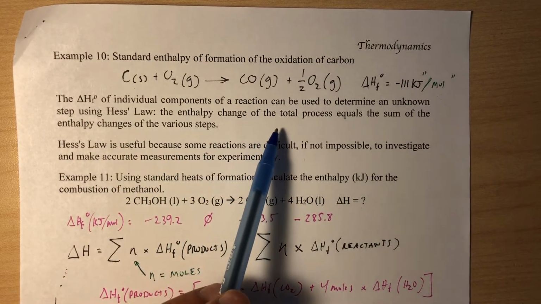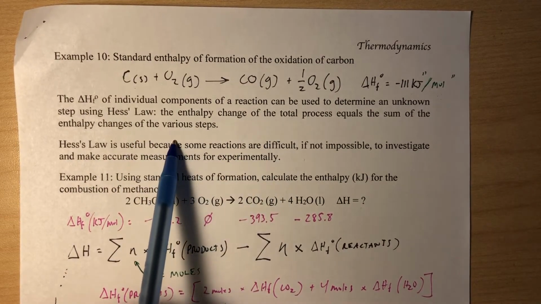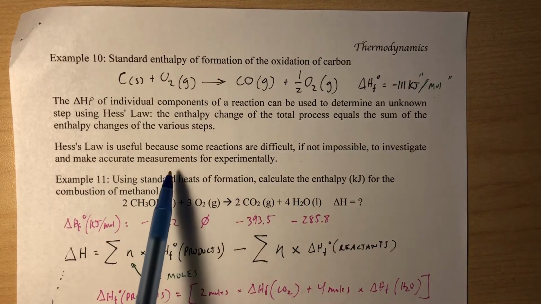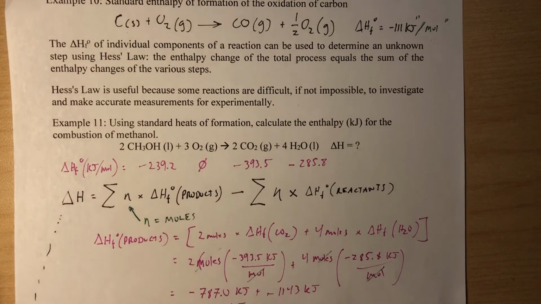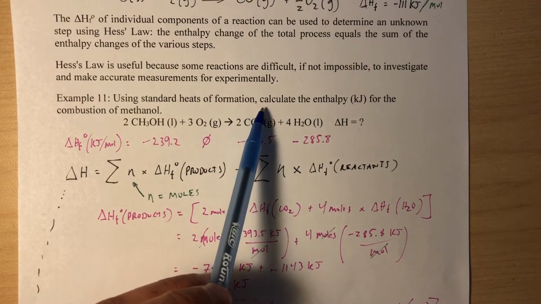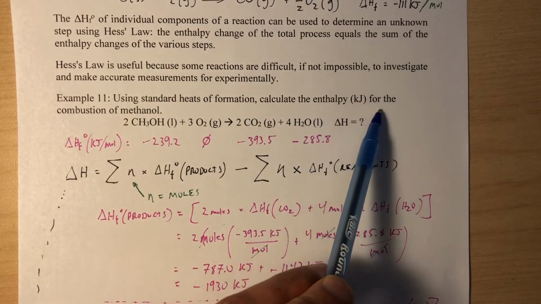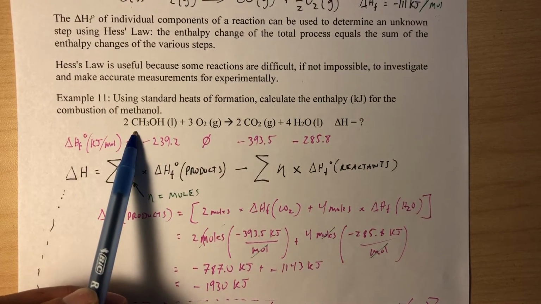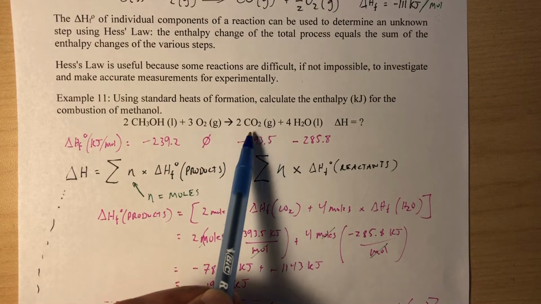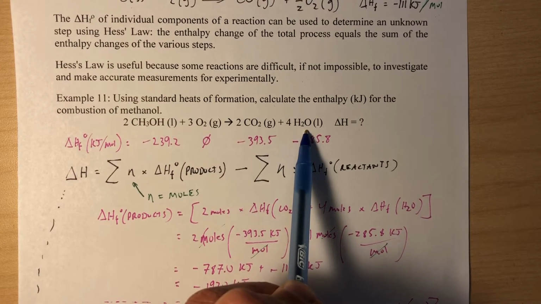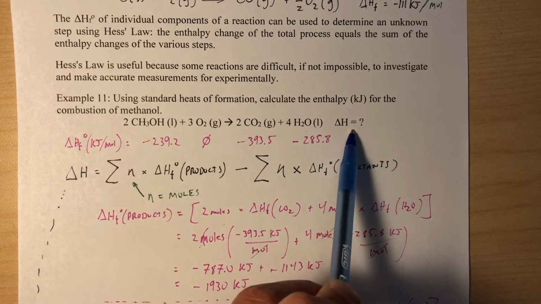The enthalpy change of the process equals the sum of the changes in the various steps. Hess's law is useful because some reactions are difficult, if not impossible, to investigate and make accurate measurements of experimentally. So we're going to use the standard heats of formation of some values to calculate the enthalpy change for the combustion of methanol. Here we have the combustion of methanol, which is 2 equivalents of methanol liquid reacting with 3 equivalents of oxygen gas to form 2 equivalents of carbon dioxide gas, 4 equivalents of liquid water, and an unknown heat of change for the overall reaction.